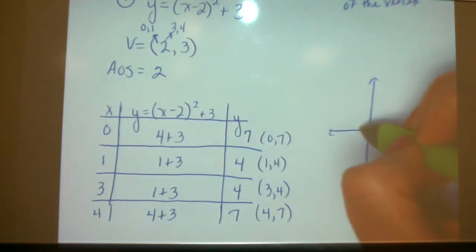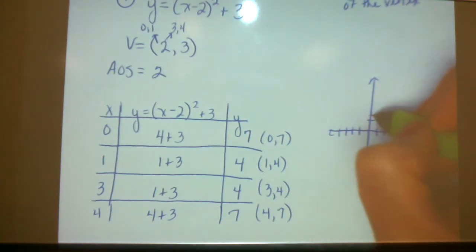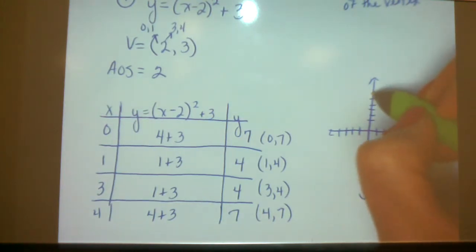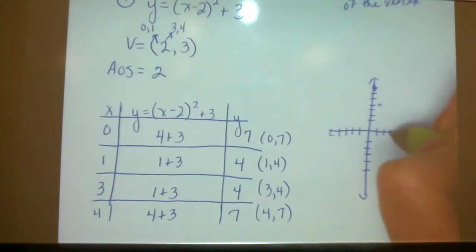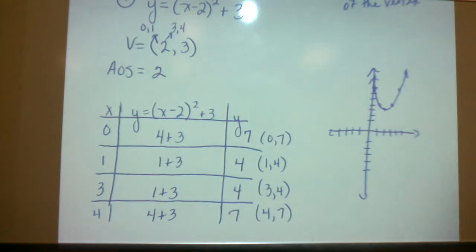Okay, so we've got 0, 1, 2, 3, 4, 5, 6, 7. I've got 1, 4. I've got 3, 4. And I've got 4, 7. And then my vertex is 2, 3. And there's my graph. So I've got my vertex, I've got my axis of symmetry, and I have my graph.